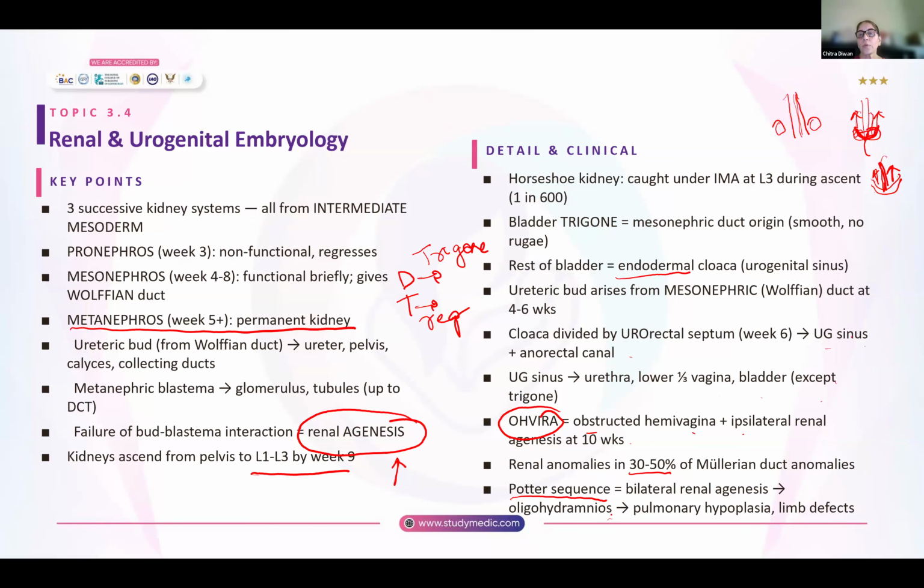Amniotic fluid is very important for development of the lungs. The fetus keeps on swallowing and there has to be plenty of amniotic fluid for proper lung formation to occur, and it is also important for formation of the limbs. So if there is oligohydramnios, you get pulmonary hypoplasia and limb defects. So this complete triad of bilateral renal agenesis leading to oligohydramnios, pulmonary hypoplasia and limb defects is called Potter sequence or Potter syndrome.